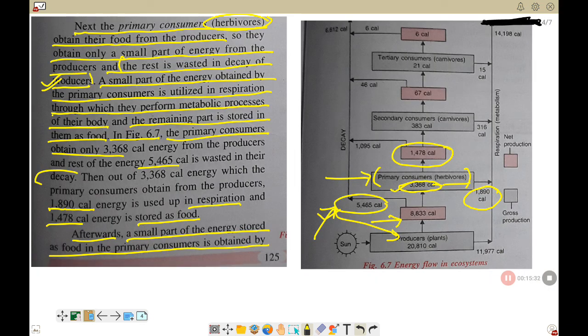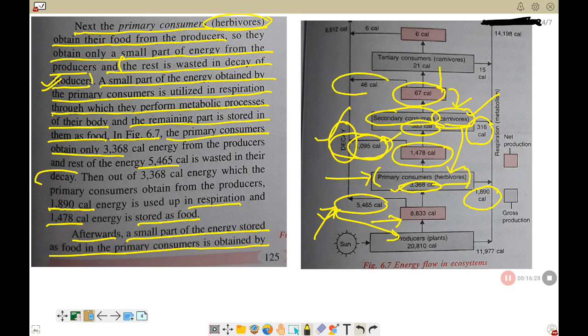Let's go back again to the figure here. You see that 1,095 calories of heat energy is wasted again in the form of parts like bones. When carnivorous animals eat these herbivorous animals, they do not eat the entire body of the animal. They leave many parts uneaten, so they decay and the energy is lost here. Only 383 calories reaches the secondary consumer, that is the carnivorous animals, the animals which eat other animals. Out of this 383, 316 is used up by these secondary consumers in respiration, and only 67 calories of energy is stored in them as food.